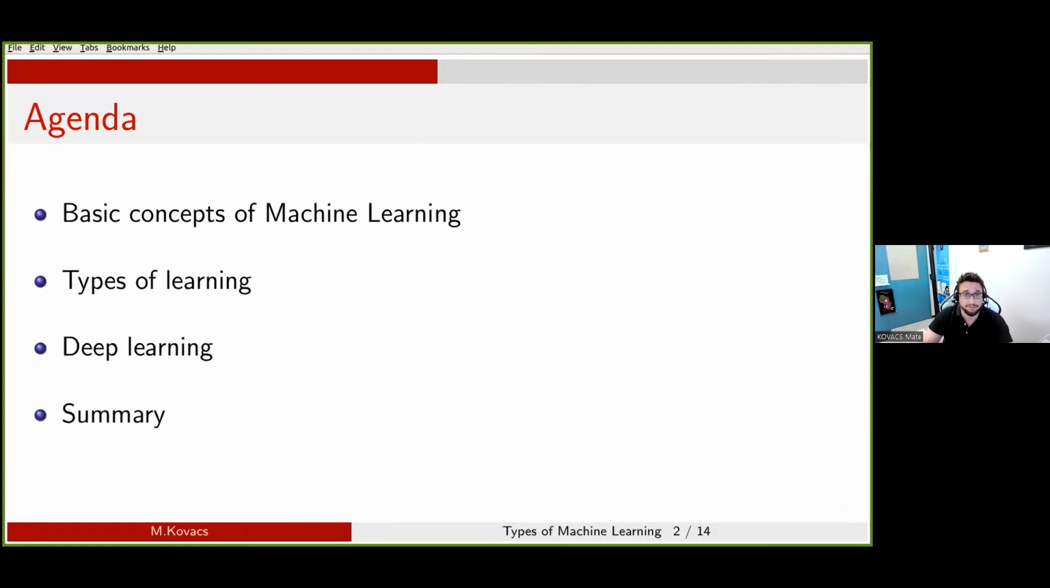Today's agenda is the following. First, I will talk about what machine learning is exactly and where it is located among other fields. Then I will introduce what basic types of machine learning there are and also talk about deep learning, because it's the most prominent method of machine learning nowadays. And finally, I will outline the summary of today's lecture. After the lecture, feel free to ask your questions in the Q&A corner.